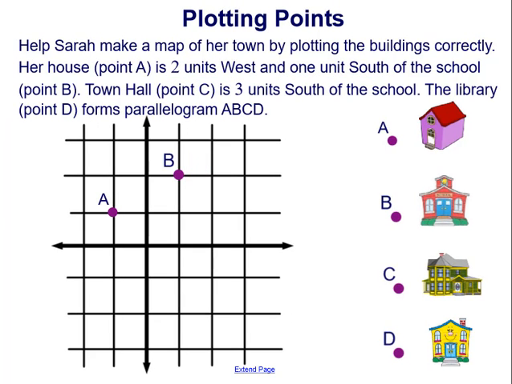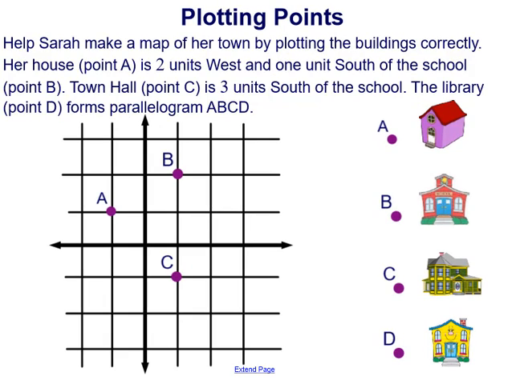Then the next thing we're told is that Town Hall, point C, is 3 units south of the school. So now that we have the school, point B, we can go 3 units south or 3 units down from point B, 1, 2, 3, and that will give us point C, which is now Town Hall.